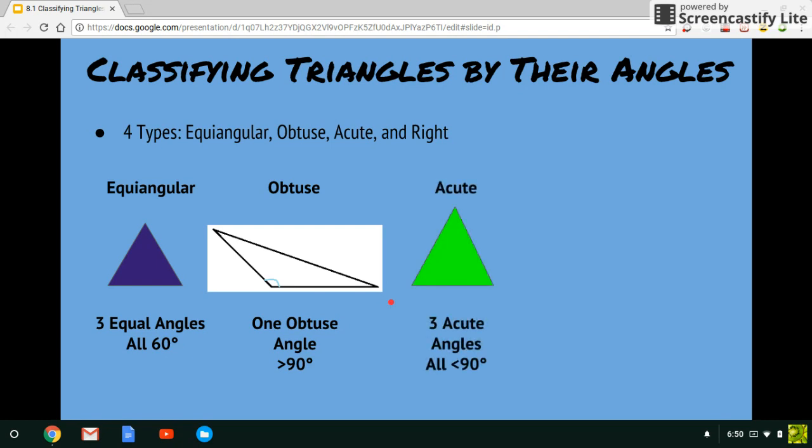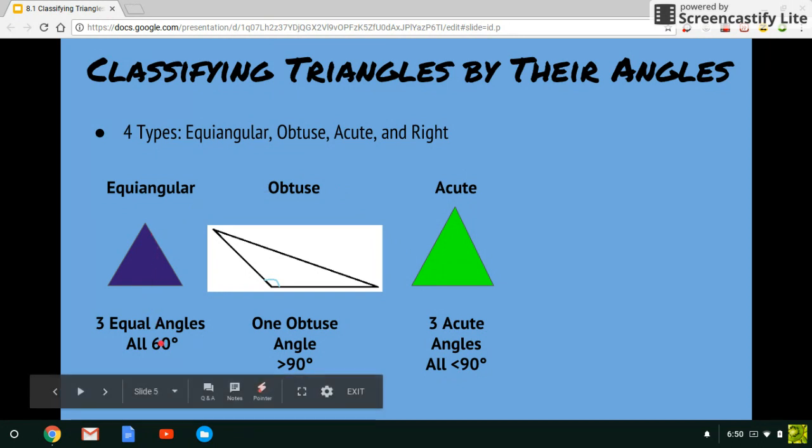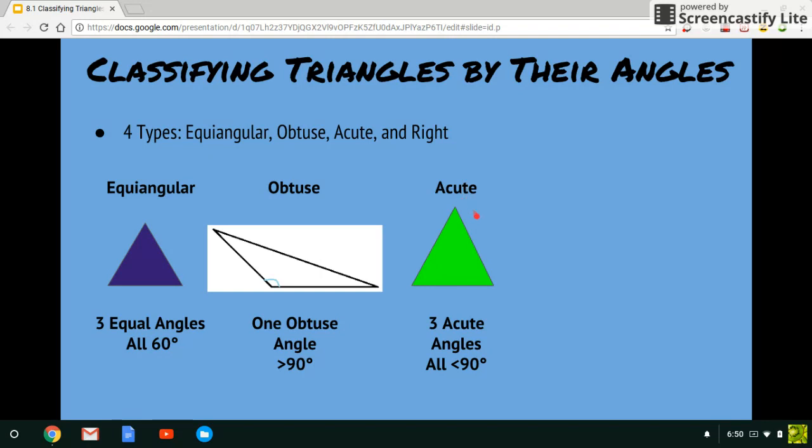And then we have acute triangles, where it has 3 acute angles, so they're all less than 90 degrees. And something we can notice is that an equiangular triangle is actually also an acute triangle since 60 degrees is less than 90. So any equiangular triangle is also acute, but not all acute triangles are equiangular. So there's other ways we can make the degrees so that it's acute, but maybe not equiangular.